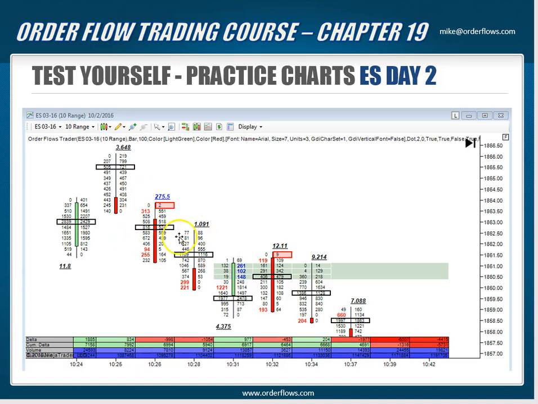I'm not really interested in getting short. And the market comes off a bit, bounces back up. You have this buying imbalance. Again, it's not necessarily one that I'm really interested in. Had I taken it, I would have been stopped out. And is there a reason to take it?